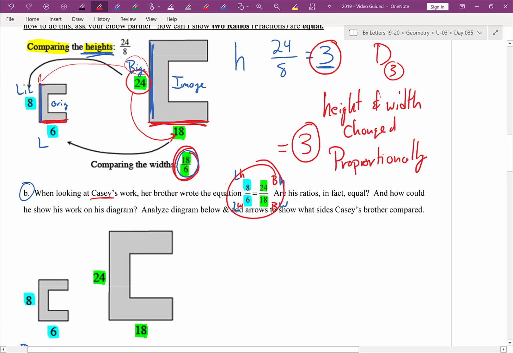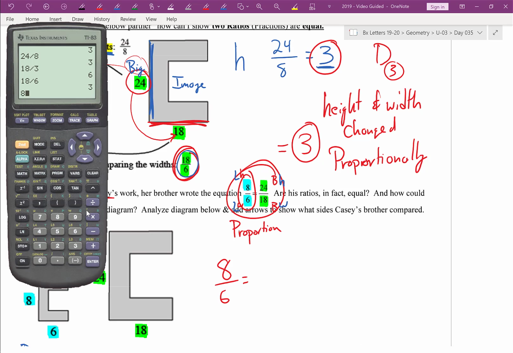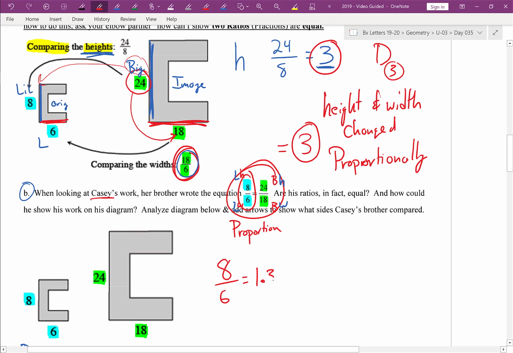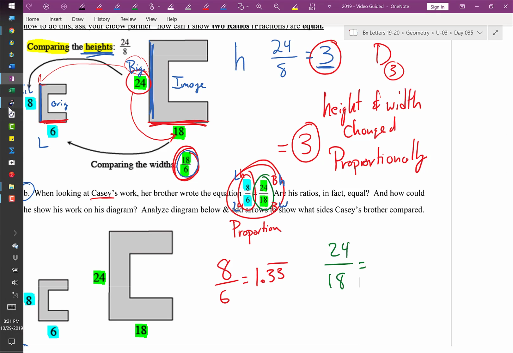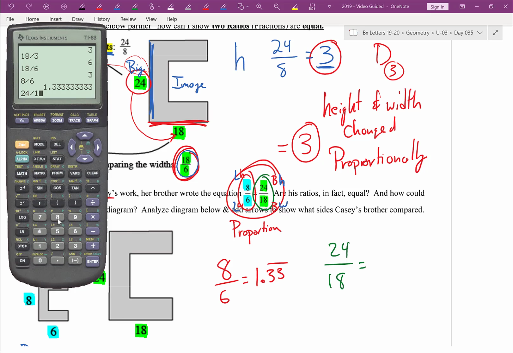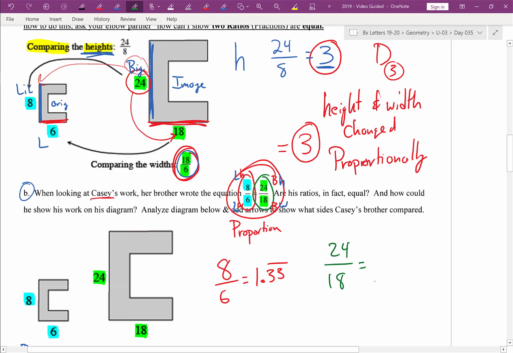And you can test this out. This is actually called a proportion. You can test it one of two ways. You could simply take 8 over 6 and check what that equals. 8 over 6 is apparently 1 1/3, so 1.33 repeating. And I expect 24 over 18 will be the same thing. If we check it out, 24 divided by 18 is the same thing. This is more evidence of proportionality. So you could just divide them.